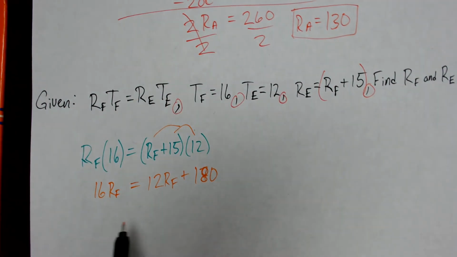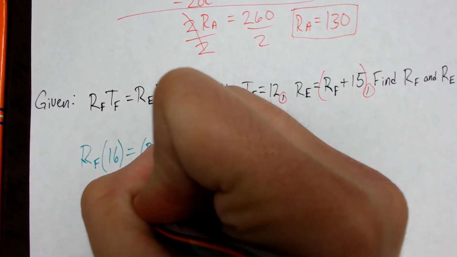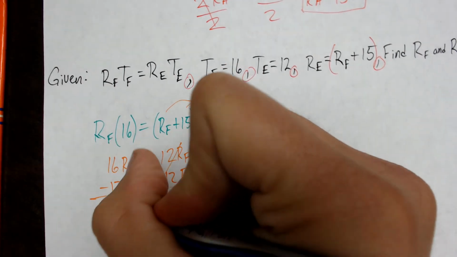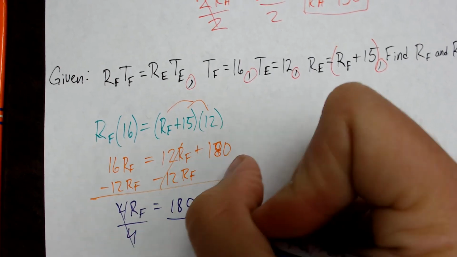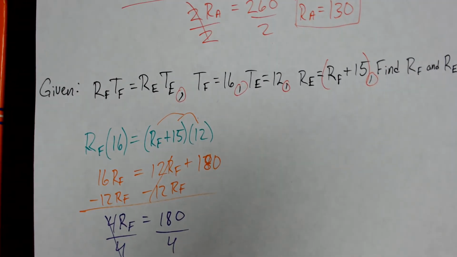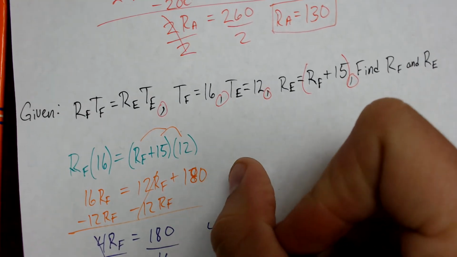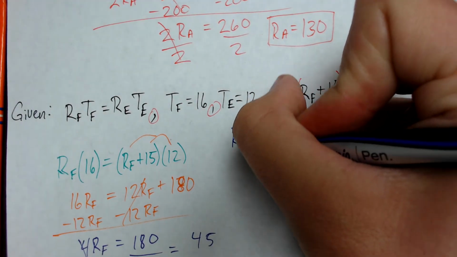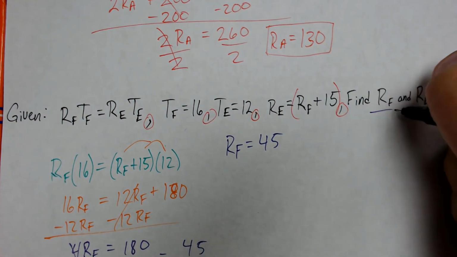From here, I just get both of my unknowns on the same side. So I'm going to subtract 12 rate of F. That's going to cancel. And then 16 rate of F minus 12 rate of F gives me 4 left over. And that's going to equal 180. Divide each side by 4. 4 goes into 180 how many times? 4 goes into 18 4 times, 20 left over, 5. 45 times. So rate of F equals 45.